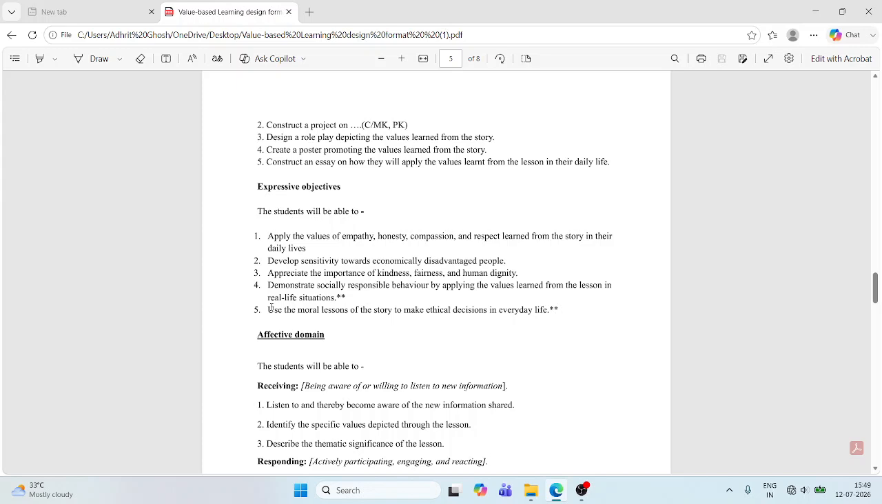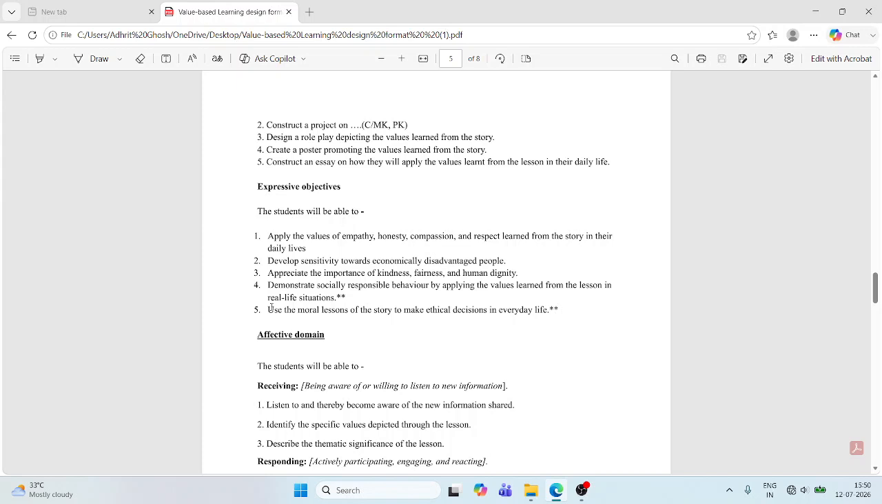And in case you are asking them to write an essay on what values they have learned and how they are going to use them in their daily life, there it will be create, metacognitive knowledge. All right. So now let me talk about the expressive objectives. Expressive objectives is something which we write exclusively in the subject English.